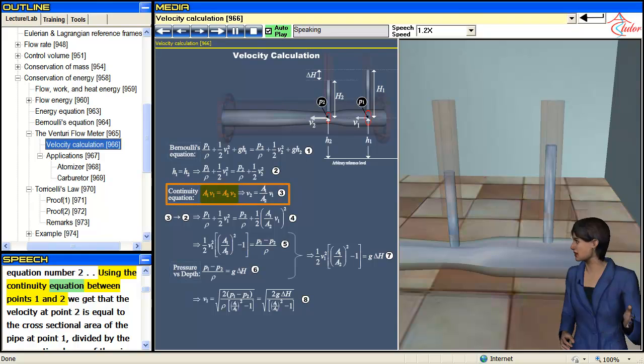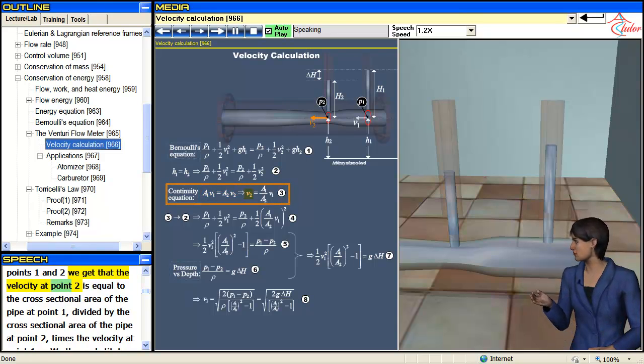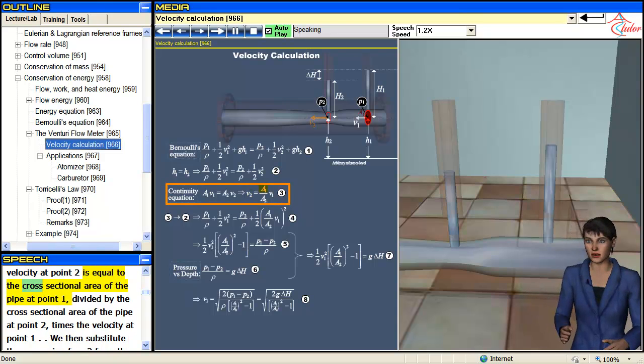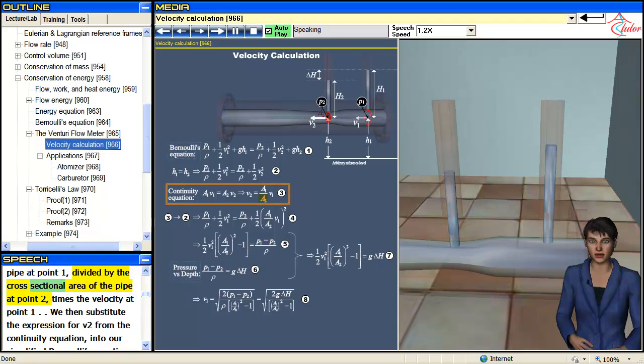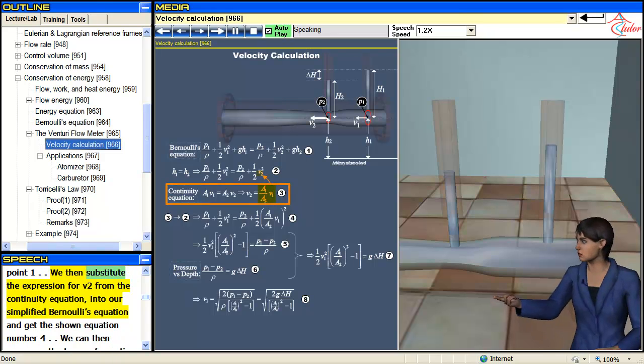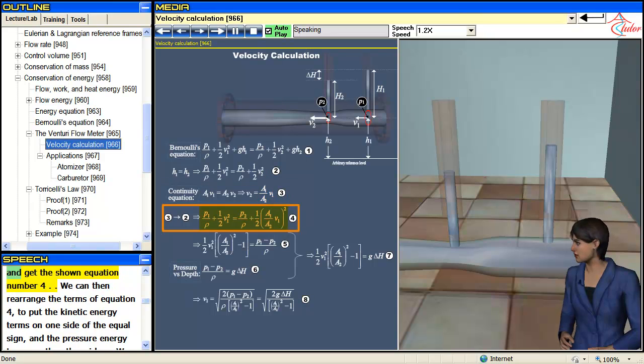Using the continuity equation between points 1 and 2, we get that the velocity at point 2 is equal to the cross-sectional area of the pipe at point 1, divided by the cross-sectional area of the pipe at point 2, times the velocity at point 1. We then substitute the expression for V2 from the continuity equation into our simplified Bernoulli's equation, and get the shown equation number 4.